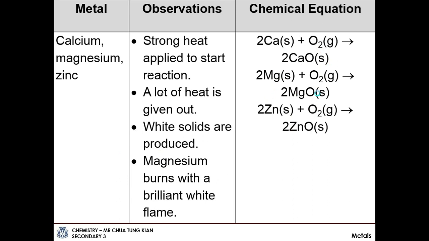Calcium, magnesium, zinc, you need to apply strong heat because they are less reactive. There's a lower tendency for them to give up their electrons. You must apply more heat to start the reaction off. But once the reaction starts, a large amount of heat is released. You again get white solids produced. So group 2 oxides are also white in color. And if you recall from earlier, magnesium burns with a white flame.